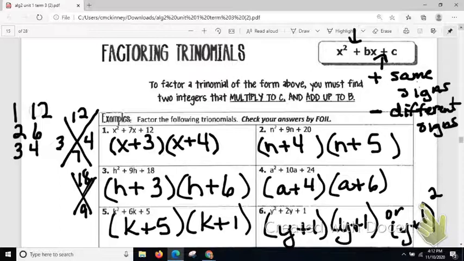Okay, so I'm going to go down to the next part of the page. We're going to have some where they're not both positives. And that's where things start to get a little trickier because we have to pay closer attention to the signs.